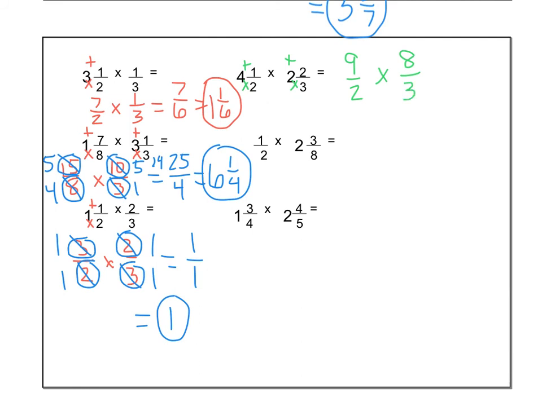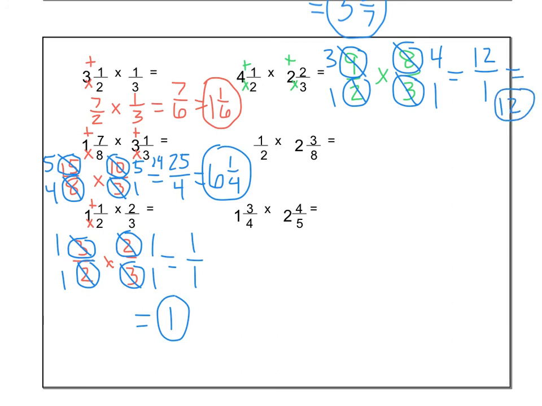Now if we check across from one another, 9 and 3 have a 3 in common. So divide by 3, we get 3. Divide by 3, we get 1. 8 and 2 have a 2 in common. If we divide by 2, we get 4. Divide by 2, we get 1. So 3 times 4 is 12, and 1 times 1 is 1, and 12 over 1 is just 12.